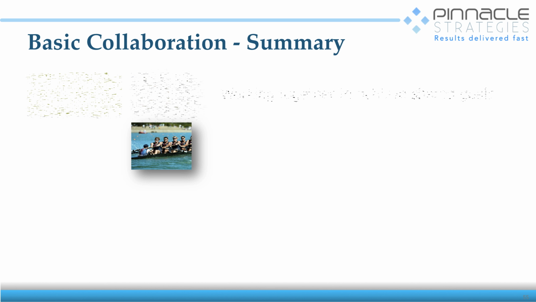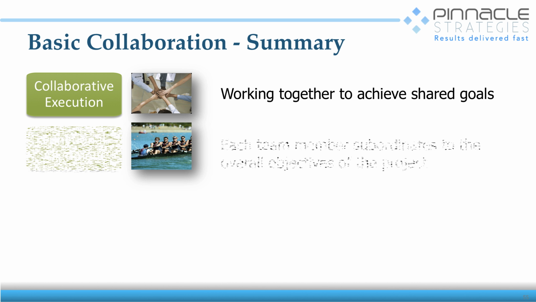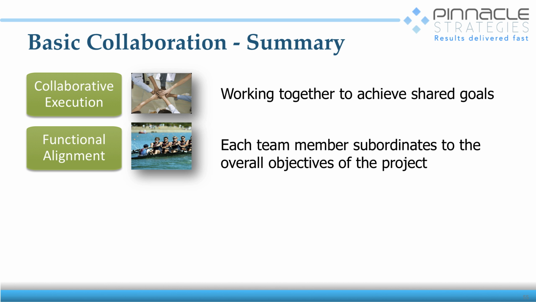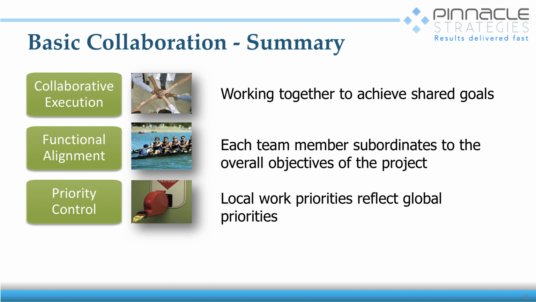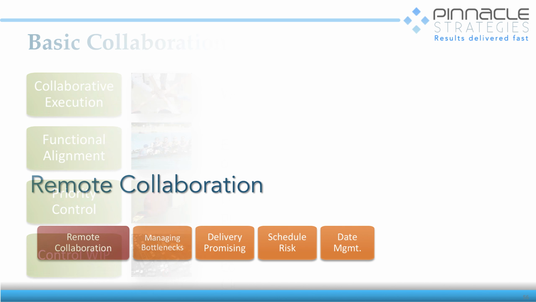So in summary, collaborative execution, working together to achieve those shared goals. Functional alignment, each team member subordinates to the overall objectives of the project. Priority control, local work priorities reflect global priorities, and control WIP, work in progress, so the work is released into the system as it is consumed. Now, once we've got these four processes in place, and we've got the behaviors, we know what they are. I've just put them on the slides here, so we know that these processes are happening. Then we can start exporting.